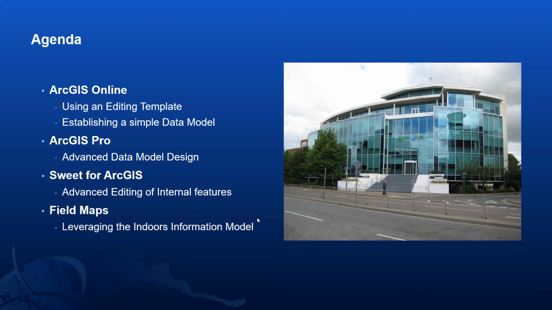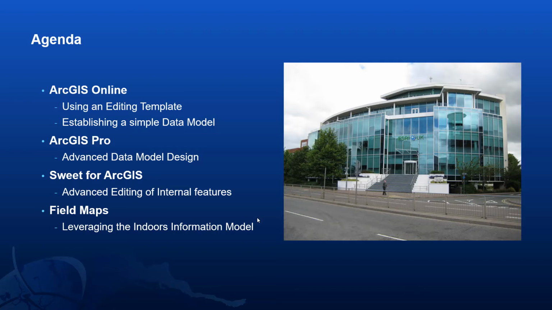Firstly, in ArcGIS Online, we'll look at how we can provide a simple editing environment to update outdoor features around Millennium House. And then we'll look at how we set up that data model to allow that editing environment to work. Then we'll move into ArcGIS Pro, where we'll look at a more advanced data model, specifically the ArcGIS Indoors Information Model.